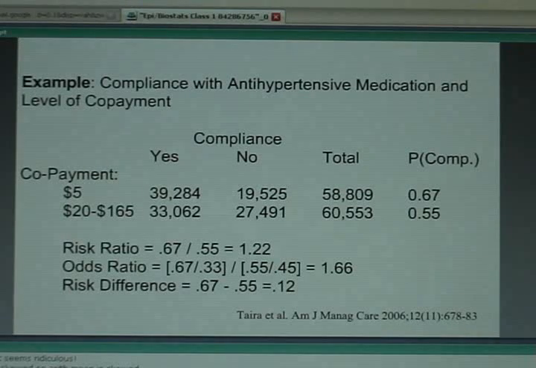The same thing can be done if you have incidence rates. And I think I'm going to skip over the slides to talk about odds ratio for a minute. We're running a little bit close on time, and I want to leave at least a couple minutes for questions.